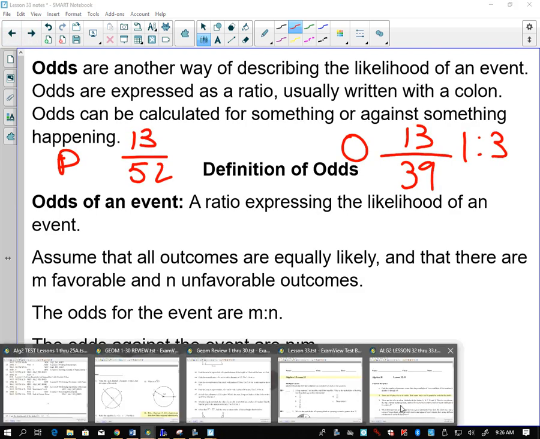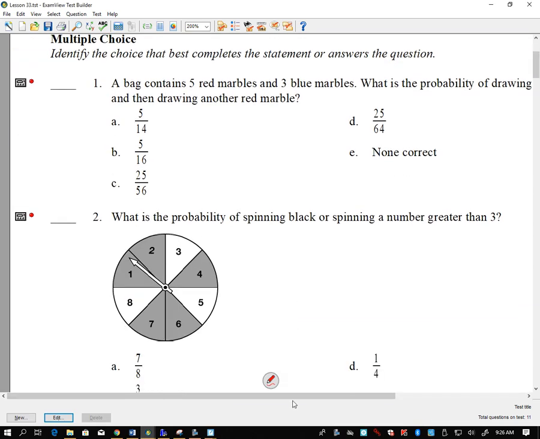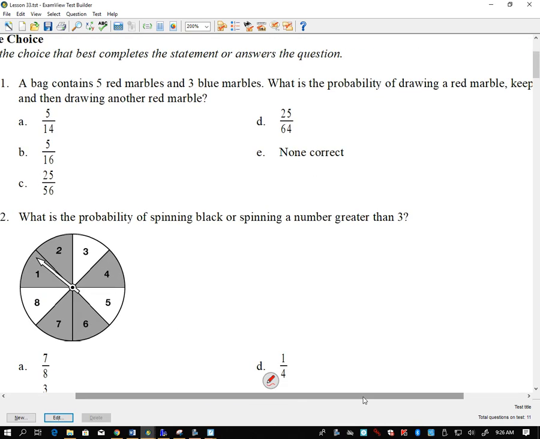Let's take a look at some questions. They love dealing with these bags of marbles. It's a really common thing. A bag contains 5 red marbles and 3 blue marbles. What's the probability of drawing a red marble, keeping it, and then drawing a red marble?